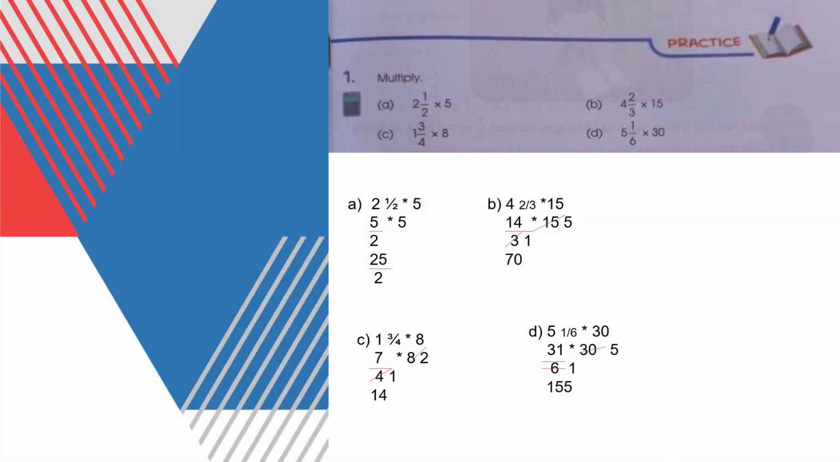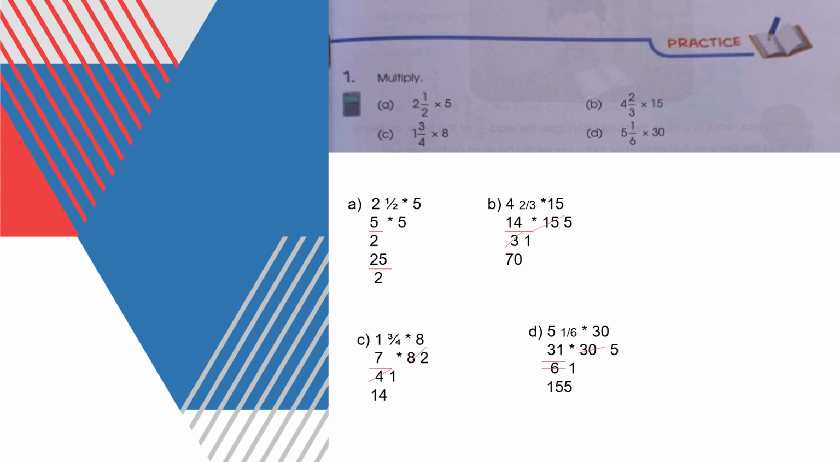The last part is of practice question, and question number 1 is multiply, and we have 4 parts in it. So starting with part A, we have 2 whole number 1 over 2 multiplied by 5. First we have converted 2 whole number 1 over 2. So we have 5 divided by 2 multiplied by 5, and we have 5 into 5 is 25 divided by 2, and this cannot be further reduced, so this is our answer.